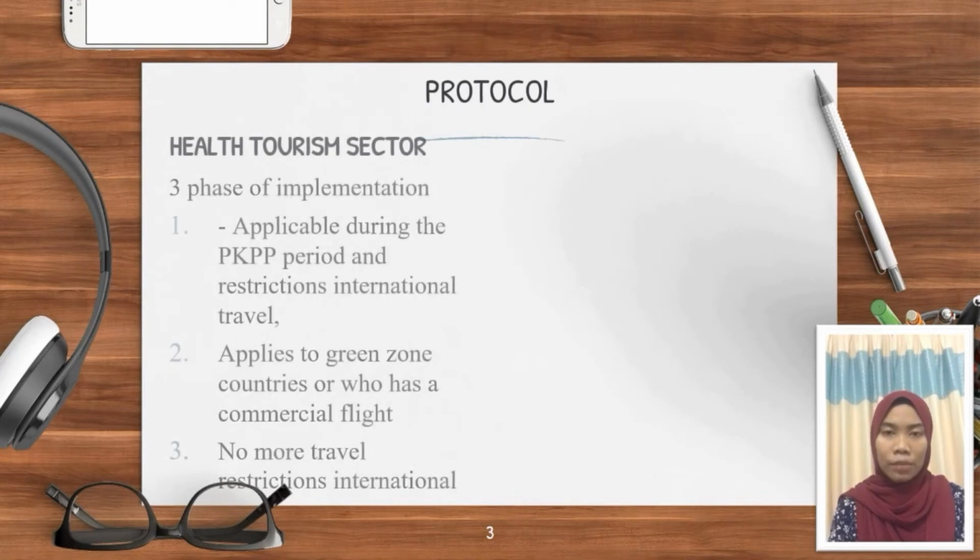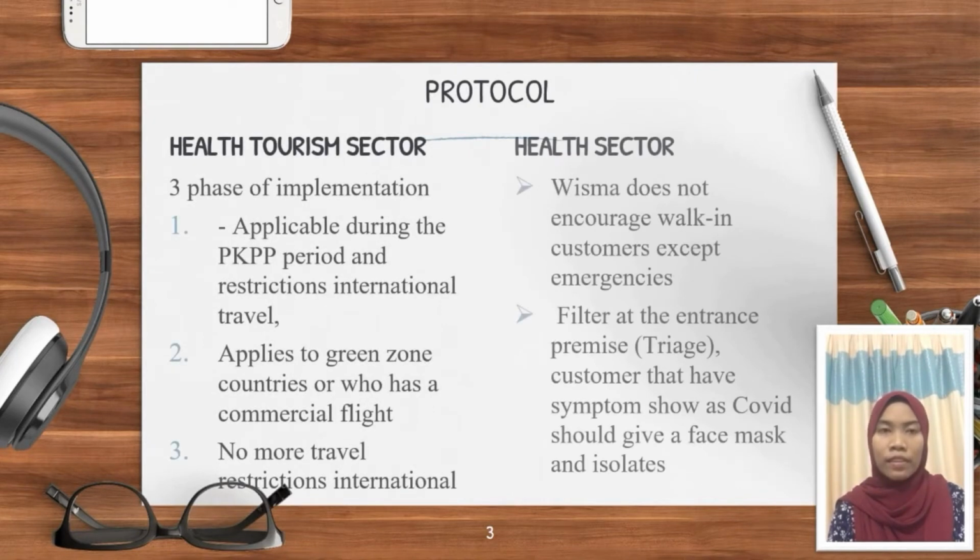Under KKM, they have two sectors. The first one is the health tourism sector, and the second one is the health sector. The health tourism sector has three parts of implementation. The first one is applicable during the PKPB period with restrictions on international travel, the second phase applies to green zone countries or those with a commercial flight, and the third phase is no more international travel restriction.